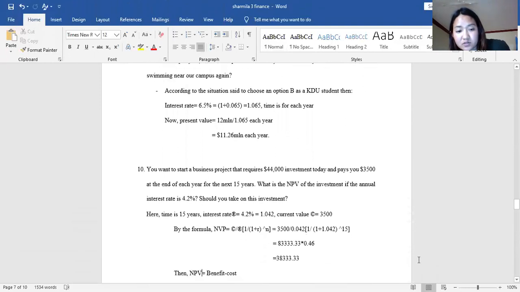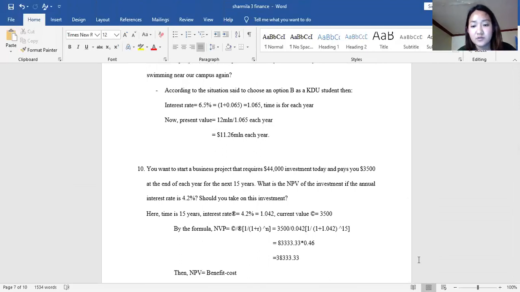So for question number 10, you want to start a business project that requires $44,000 investment today and pays you $3,500 at the end of each year for the next 15 years. What is the NPV of the investment if the annual interest rate is 4.2%? Should you take on this investment? Your time is 15 years, interest rate equals 4.2%, and current value equals 3,500.